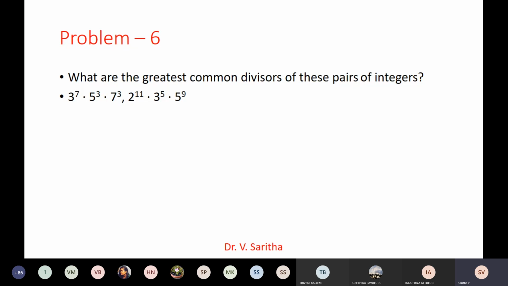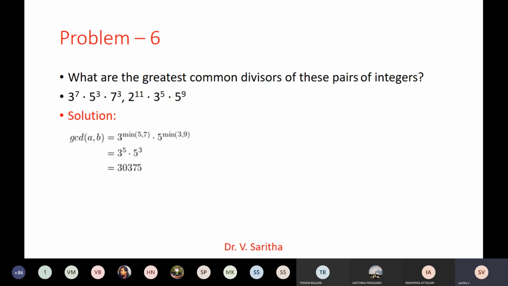So how will you calculate the GCD if the question is given like this? It is a very big number, right? Now we have to take the base, that is 2 we are having for the second number. We don't have it for the first number. So we take 2 power minimum of 0, 11, because in the first number it is not there. Then 3 power minimum of 7, 5, 5 power minimum of 3, 9, 7 power minimum of 3, 0. Like that we are supposed to take.